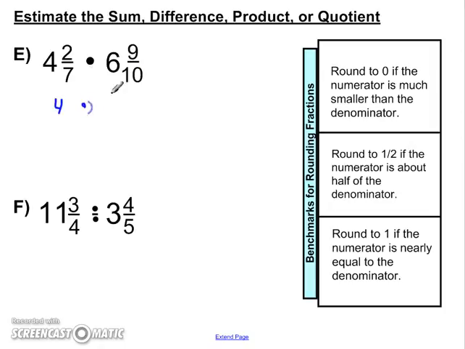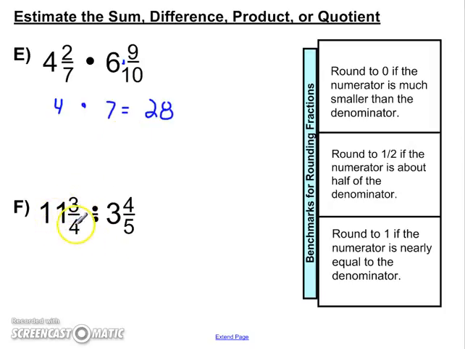All right. 9/10, well, that's almost 1, so we're going to go 6 plus 1. So this part, 6 and 9/10, is basically 7. 4 times 7 is 28. So 4 and 2/7 times 6 and 9/10. If you were to have done that out, doing all of the steps and everything, your answer should have been around 28.